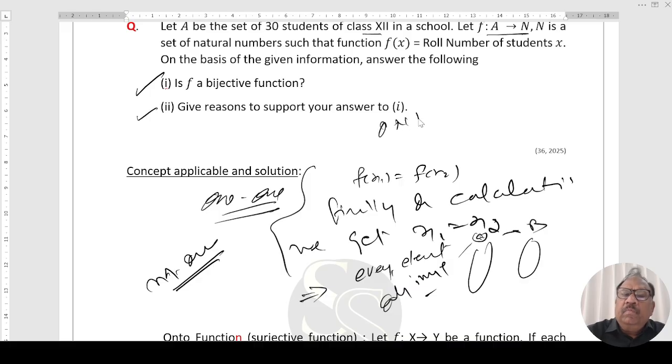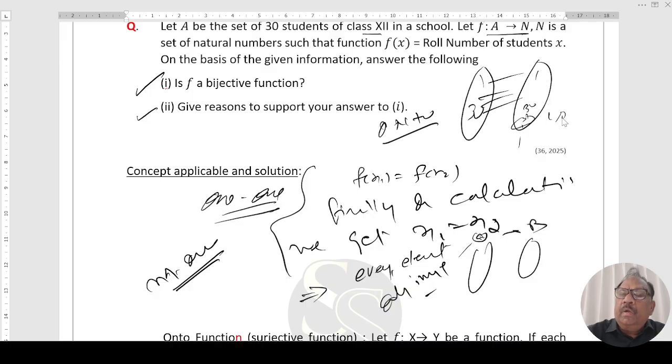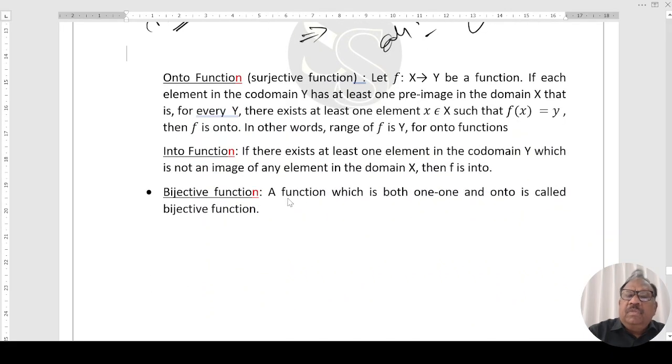For onto function, the roll numbers 1 to 30, 31 and so on. These all will be occupied, but this will remain unoccupied. If it remains unoccupied, this is not onto. So if the function is 1, 1 and onto, then the function is bijective. Now, what is the condition for bijective? A function which is both 1, 1 and onto is called bijective function.